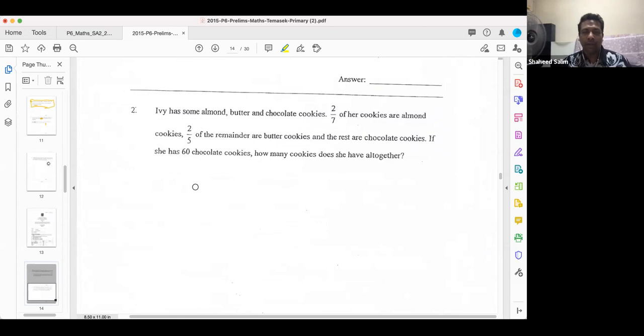Let us now try. Okay, this will be the very last question. You try the problem sum. This is paper 2. We are now attempting question 2 of paper 2. You need to draw a model.